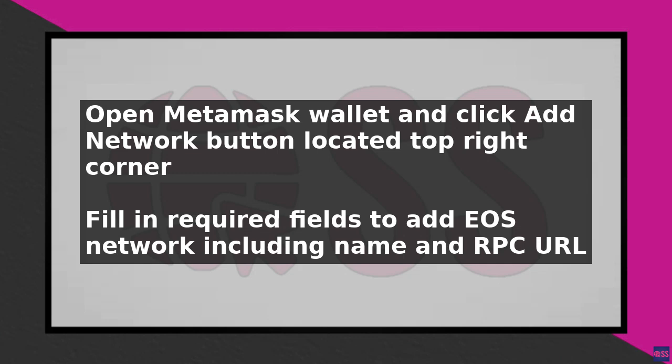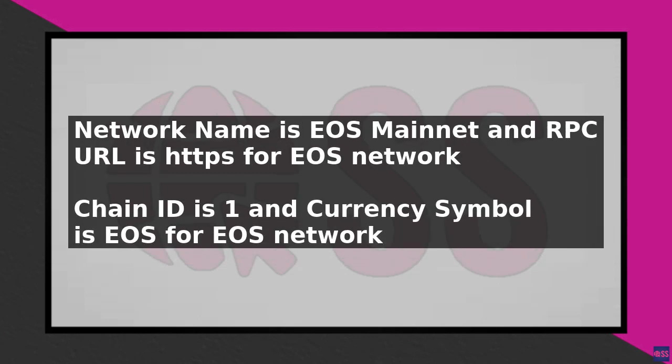The fields include network name, RPC URL, chain ID, currency symbol, and block explorer URL. For the EOS network, the network name is EOS mainnet, the RPC URL is HTTPS. The chain ID is 1, the currency symbol is EOS, and the block explorer URL is HTTPS.